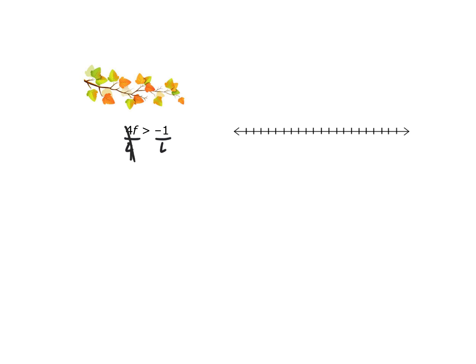For this problem, in order to solve it, all you have to do is divide by 4 on both sides, which is going to leave us with f is greater than negative 1 over 4. Now this is just a fraction, so I'm going to write negative 1 over 4. I'm going to write 0 over here, and I'm going to write negative 1 over here. It's going to be an open circle, and it's going to look to the right.